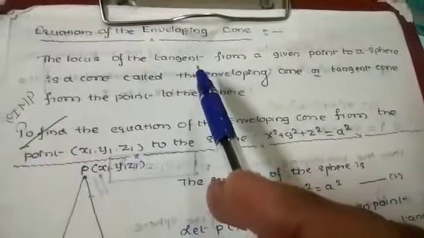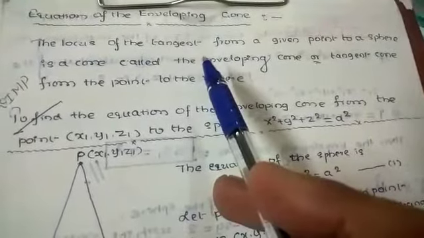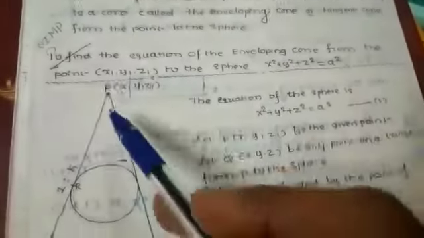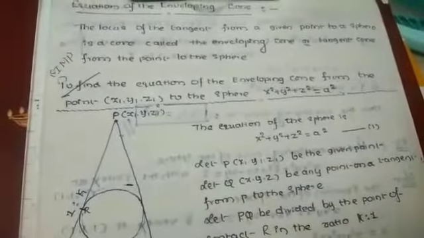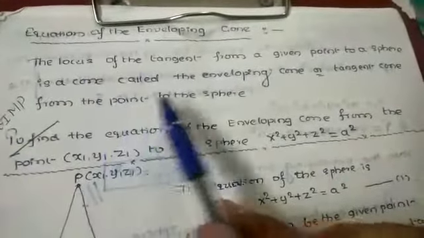Enveloping cone. This is the most important theorem. Along with this theorem, one example will be covered that comes under 10 marks. Okay, so the equation of the enveloping cone. The locus of the tangents from a point to the sphere is a cone, so that is called the enveloping cone, or the tangent cone from the point to the sphere.